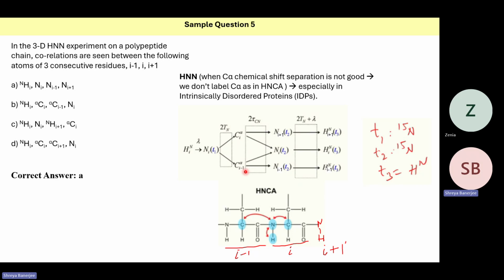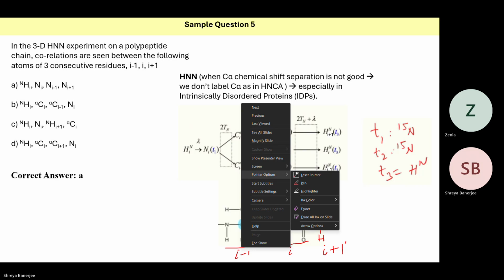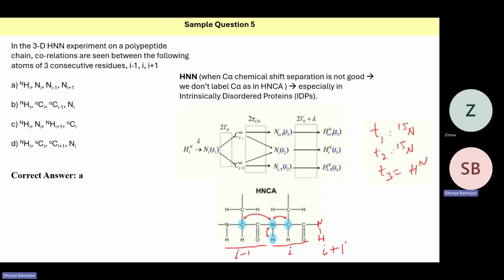Here is where the difference begins. From C alpha I, it goes to Ni and Ni plus 1. So from C alpha I, it goes back to Ni. This is already there. This is a new pathway that from C alpha I, it goes to N of I plus 1. And from C alpha I minus 1, it goes to Ni. That pathway is already there. And N of I minus 1. So this is again a new pathway.